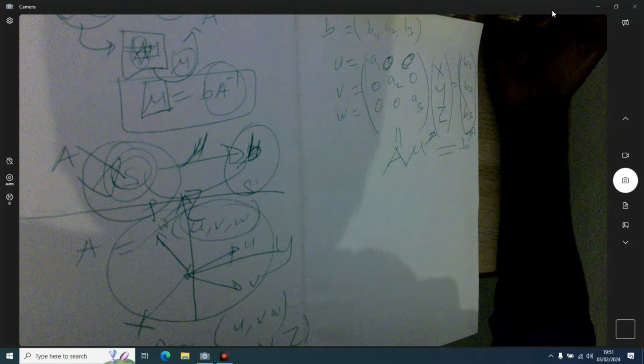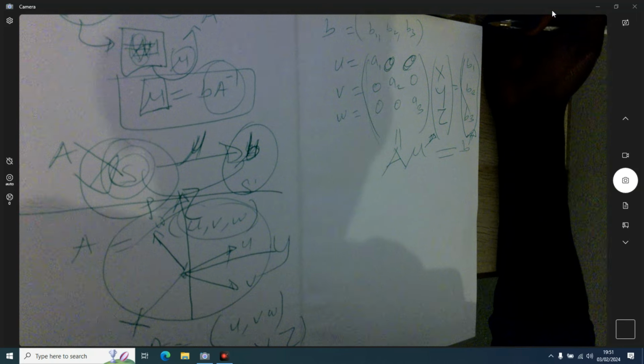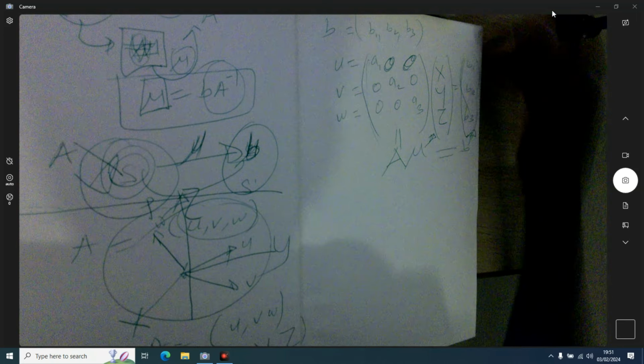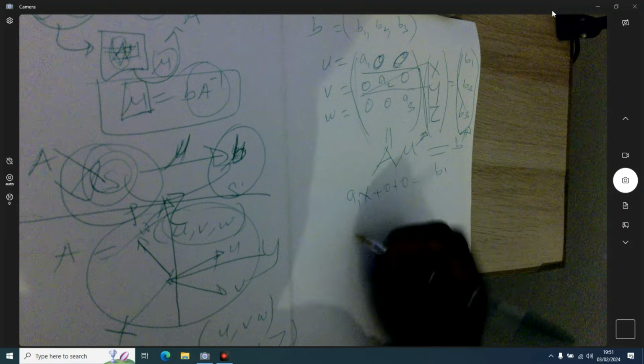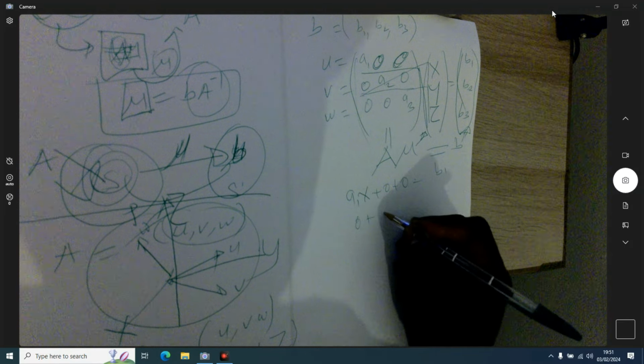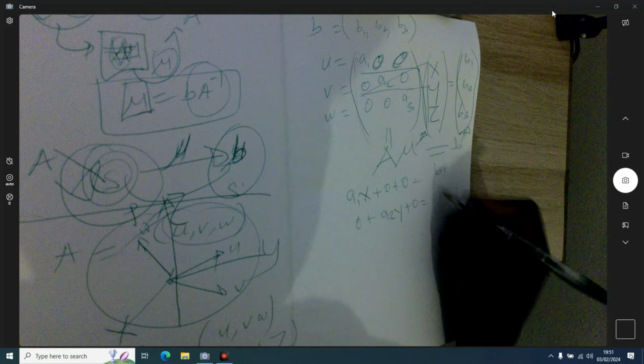Remember, this model is based on linear algebra. So we need to find out the linear combination of all these in order to be able to manipulate them and try to work out the solutions. So when you multiply this one, you get A1x plus 0 equals B1. And then you multiply this one, you start from there, then you get 0 plus A2y plus 0 equals B2.